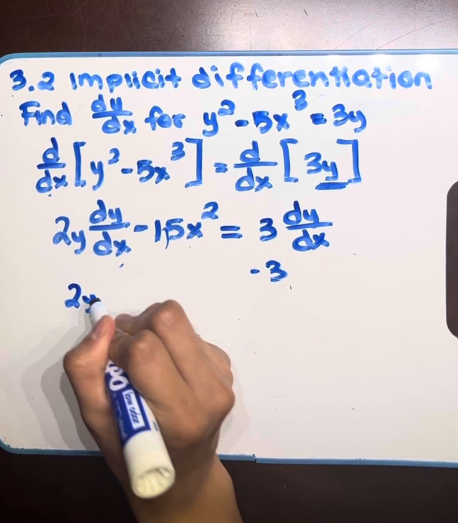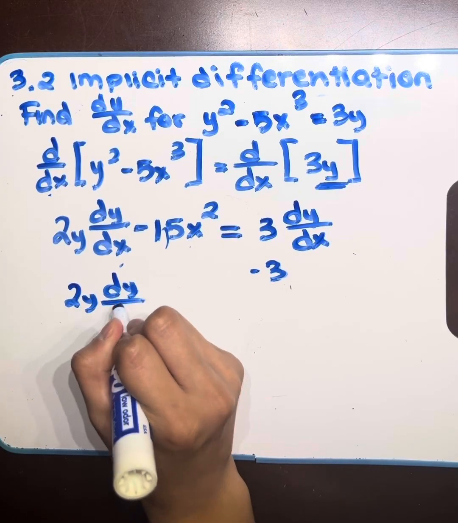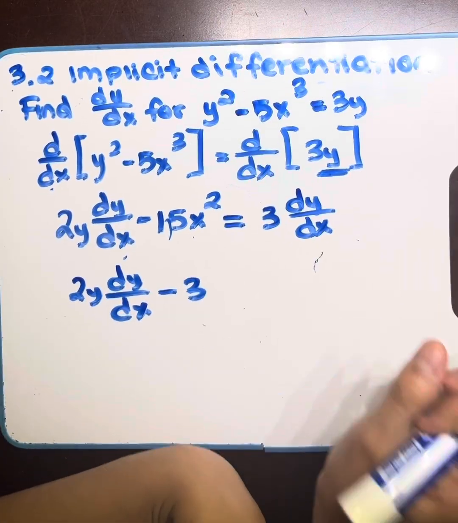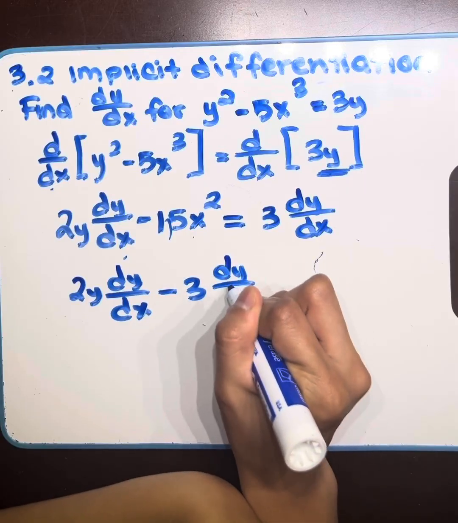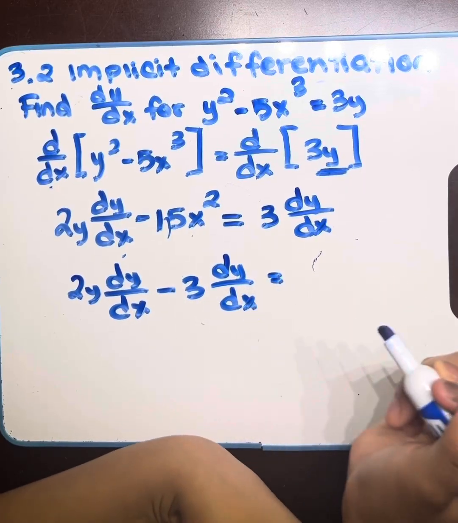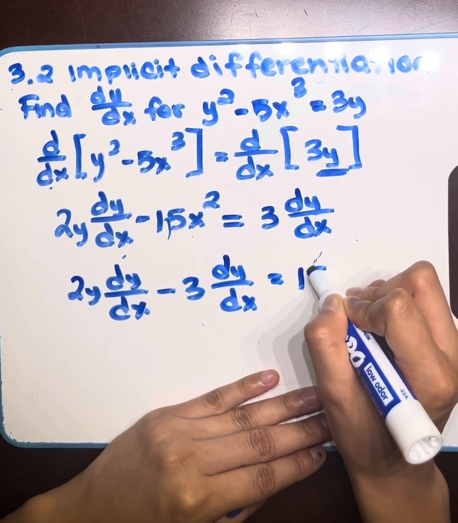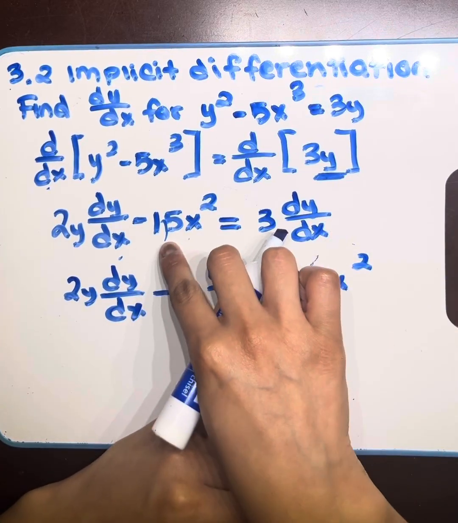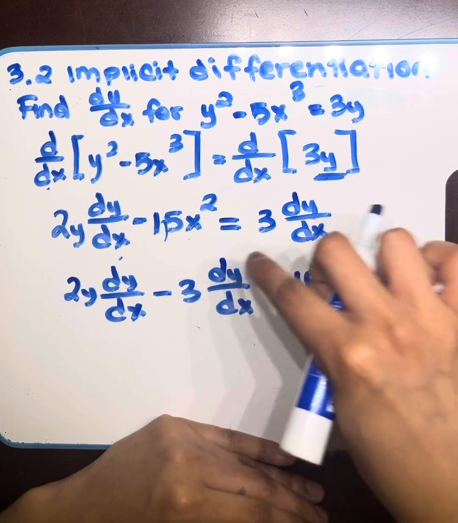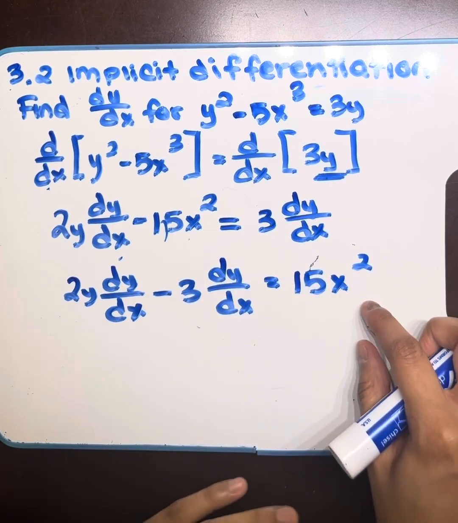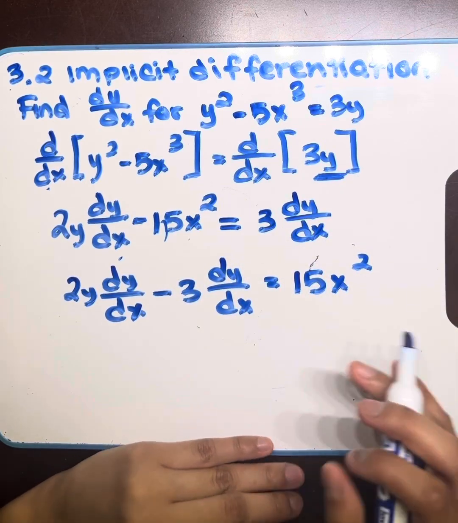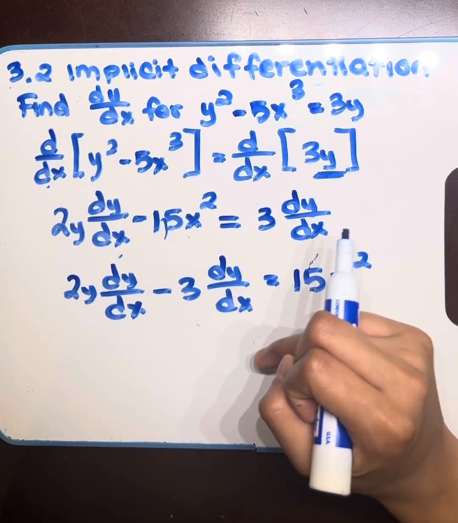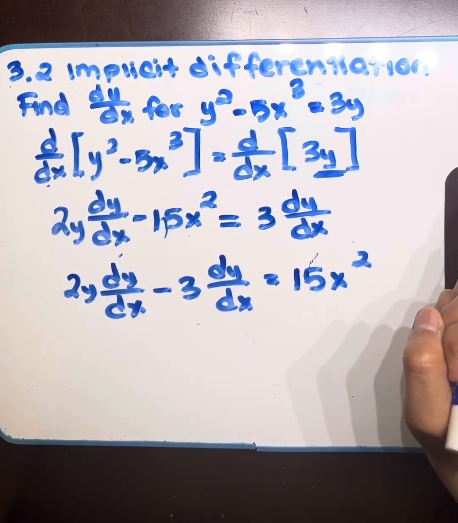So 2y dy over dx minus 3 dy over dx is equal to 15x squared, since we have to add the 15x squared to this side in order to move it to this side. Okay, so we're left with 2y dy over dx minus 3 dy over dx equals 15x squared.